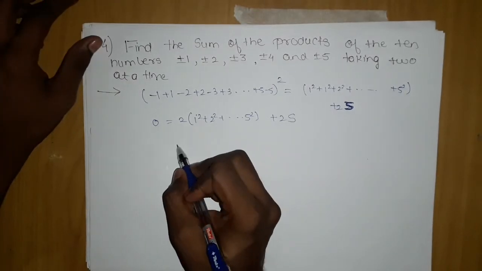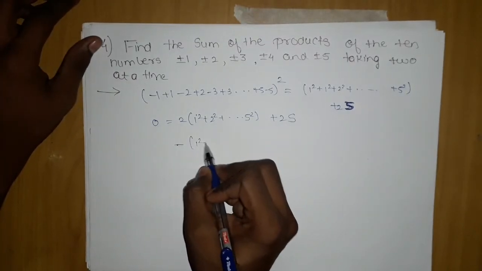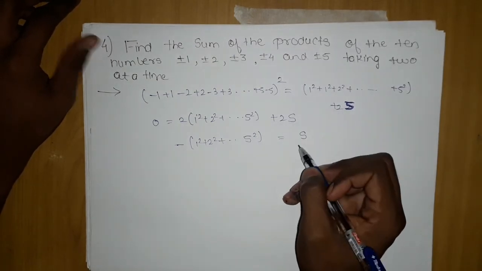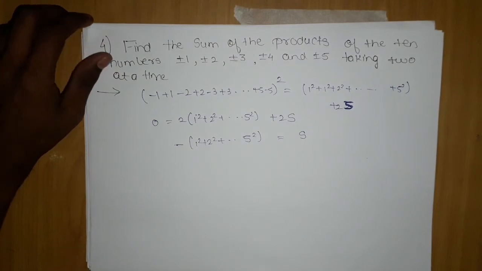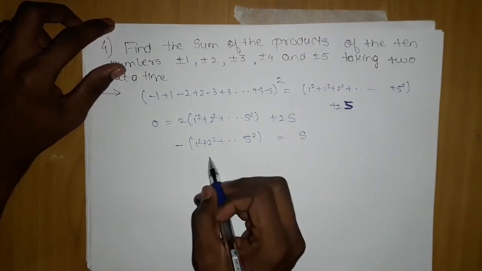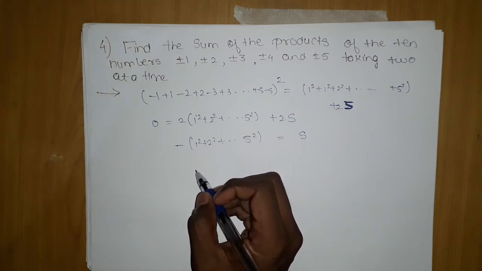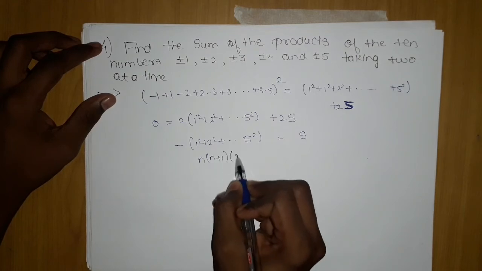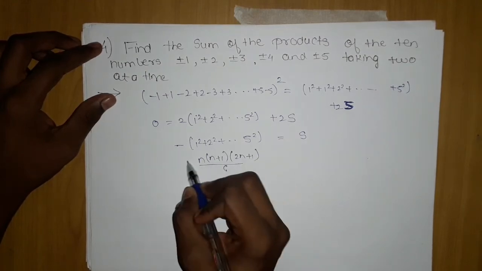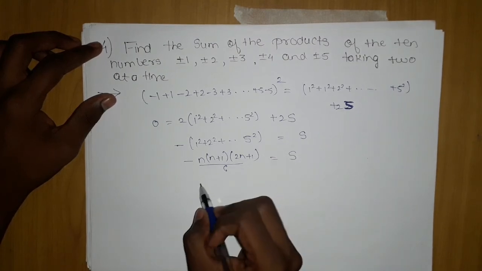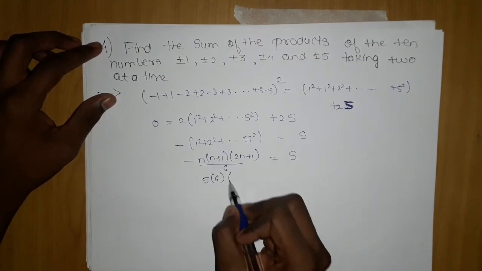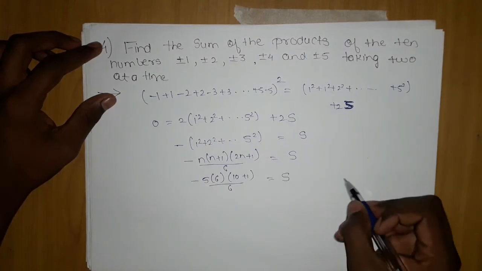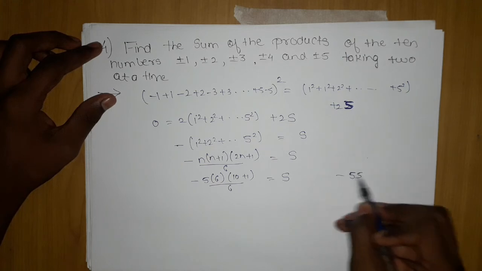If I move it to that side, the 2 will cancel, giving minus s equals 1 square plus 2 square till 5 square. Okay, the alternative approach solved our problem rather than doing that n into n plus 1 thing. Here it is nothing but n(n+1)(2n+1)/6 minus, applying n equals 5, 5 into 6 into 11 upon 6, minus, this will become s, giving me 55 minus s.